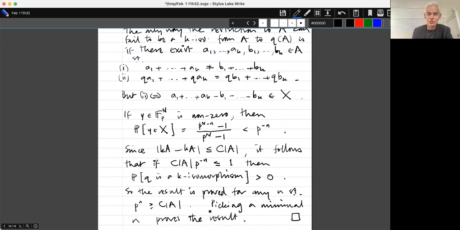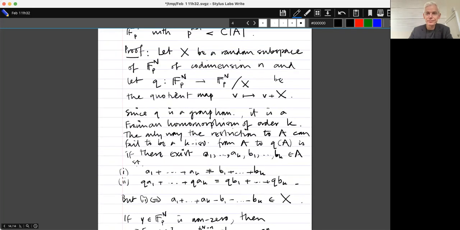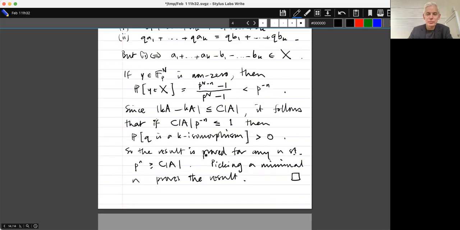Of course, that bit at the end is not the interesting part of the proof. The interesting part of the proof is just the idea of taking this random quotient map. So I'll stop there, and next time, I'll just tell you what I'm going to do.